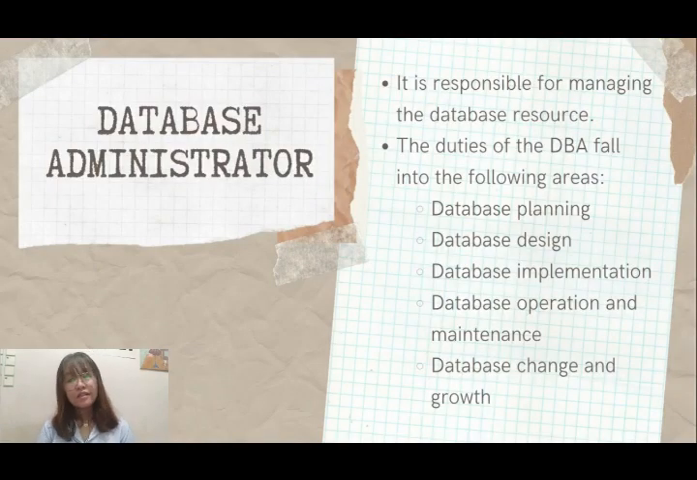The third element in the database environment is the database administrator. A database administrator's primary responsibility is to maintain data integrity. They are responsible for managing database resources such as backing up systems in case of power outages or other unforeseen instances. The DBA must ensure that no data can be leaked from unauthorized access while still being available to users. Aside from these, other duties of the DBA include training employees responsible for database planning, database design, database operation and maintenance, and database change and growth.